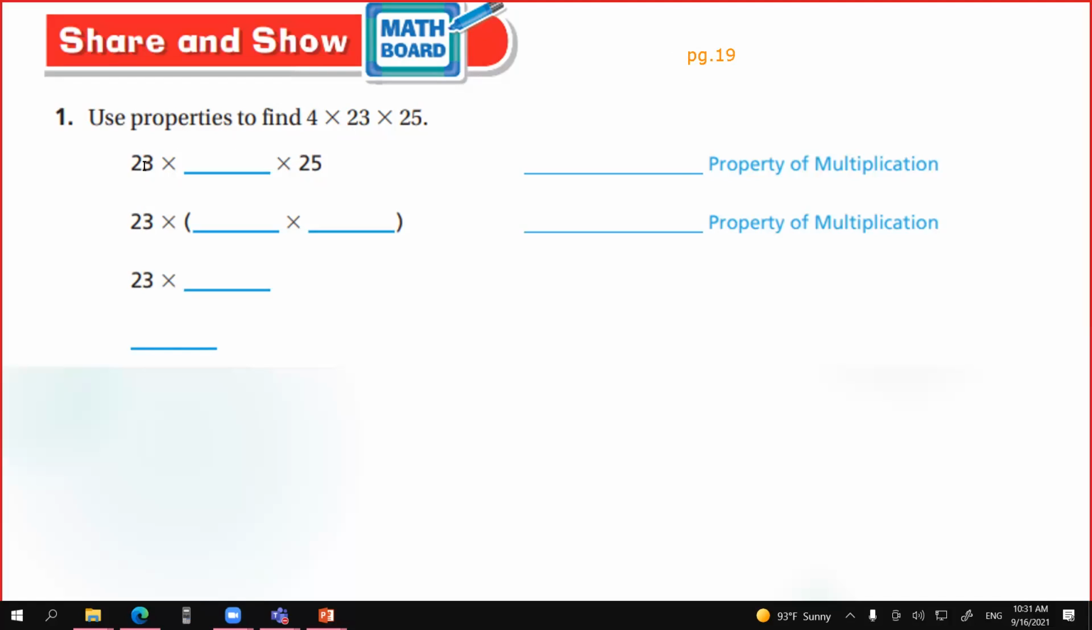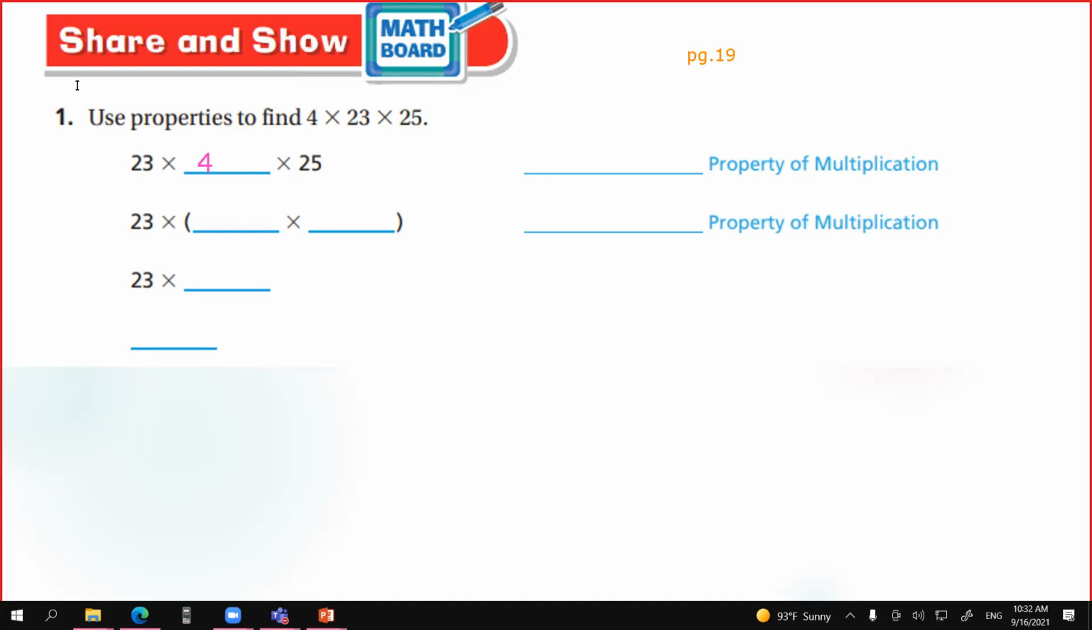What do you have to write here? How can you solve it? 23 times what? Times 25. 4, bravo. Just 1 more. So here you have to write 4 because we have 23 times. Sorry, just 1 minute. So here, 23 times 4 times 25. Then here we have to open.